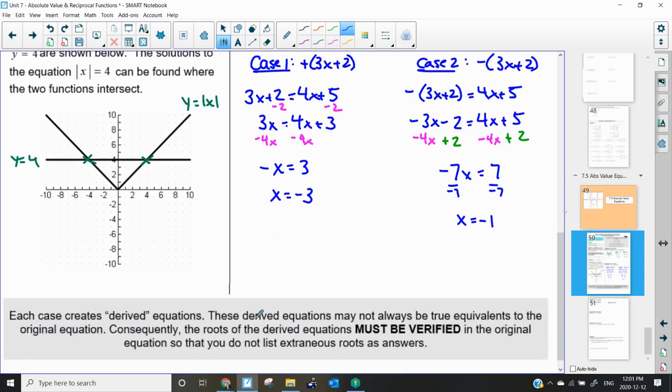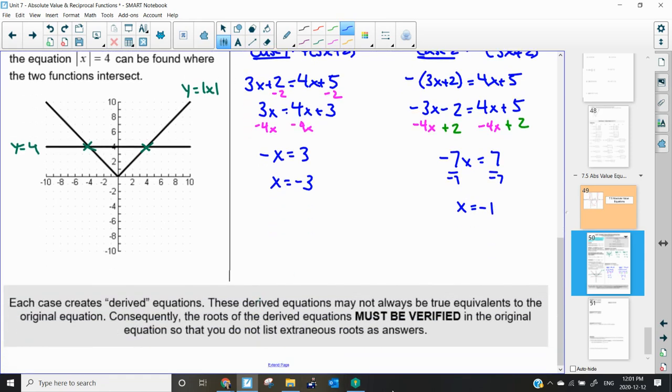Now, if you take a look at the bottom of your page here, it says each case creates derived equations. So when we're dealing with these cases, these are derived equations, and so they may not always be true. And we know from working with other units where we were working with radicals or rationals, we had to check for extraneous roots. We have to do the same in this unit. The roots of the derived equations have to be verified. So we're going to do our left side, right side verifications for both of these to check for extraneous roots. In other words, we always have to check for extraneous roots.